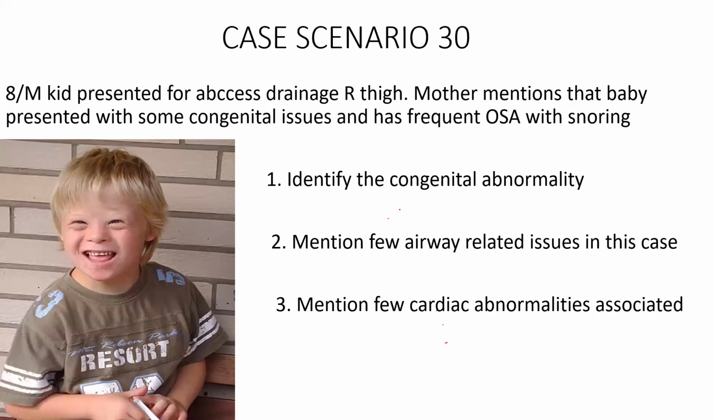Good. Who wants to volunteer this one? Sir, I'll volunteer. What is this congenital abnormality? Down syndrome, trisomy 21. Excellent. So this is trisomy 21. Can you tell me some airway-related issues in Down syndrome?